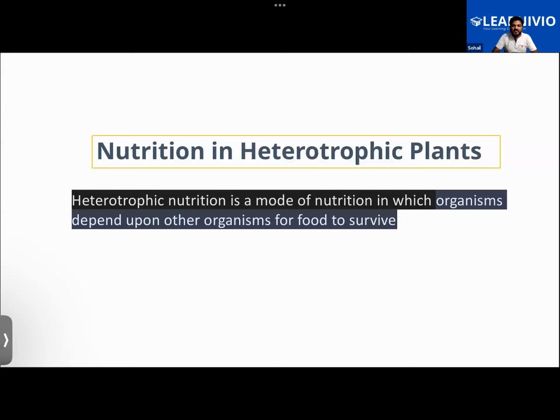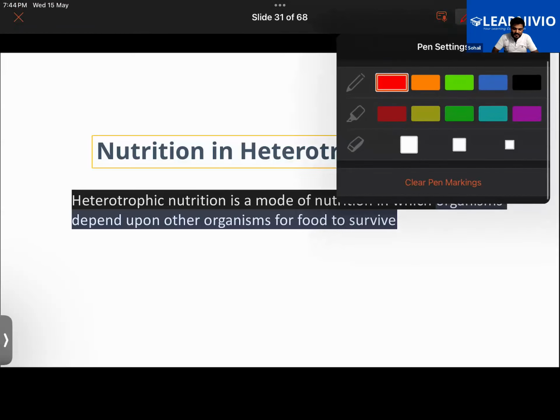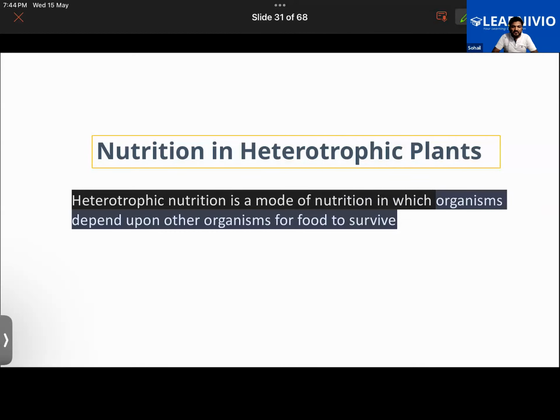Let's talk about nutrition in the heterotrophic plants. Although we have studied that the majority of plants are autotrophic in nature, some of them follow a heterotrophic mode of nutrition, in which organisms depend on other organisms for their nutrition and survival. Let's understand some different types of heterotrophic plants. Organisms which do not make their own food and depend on other sources, we call heterotrophs. So plants which do not make their own food and obtain it from others are heterotrophic plants. They are unable to make food by themselves and obtain it from other sources either completely or partially.